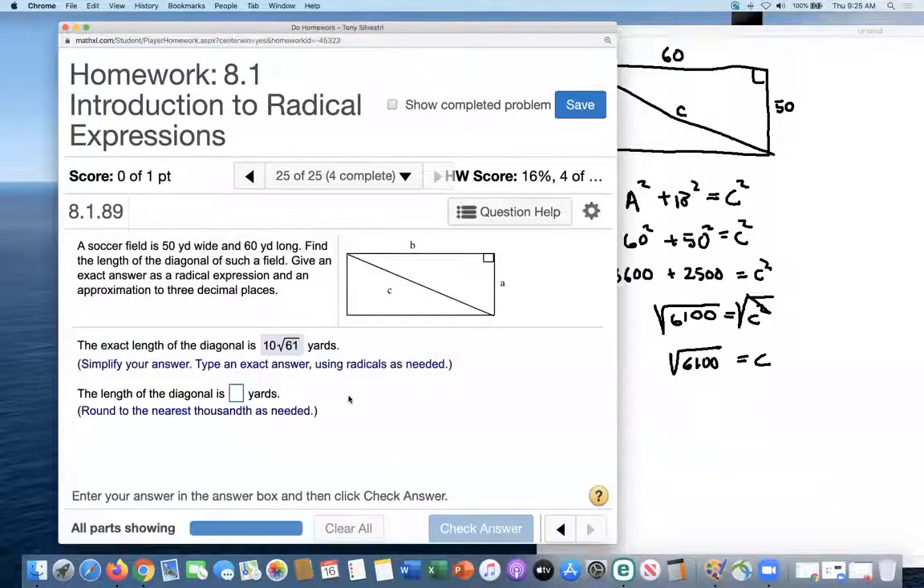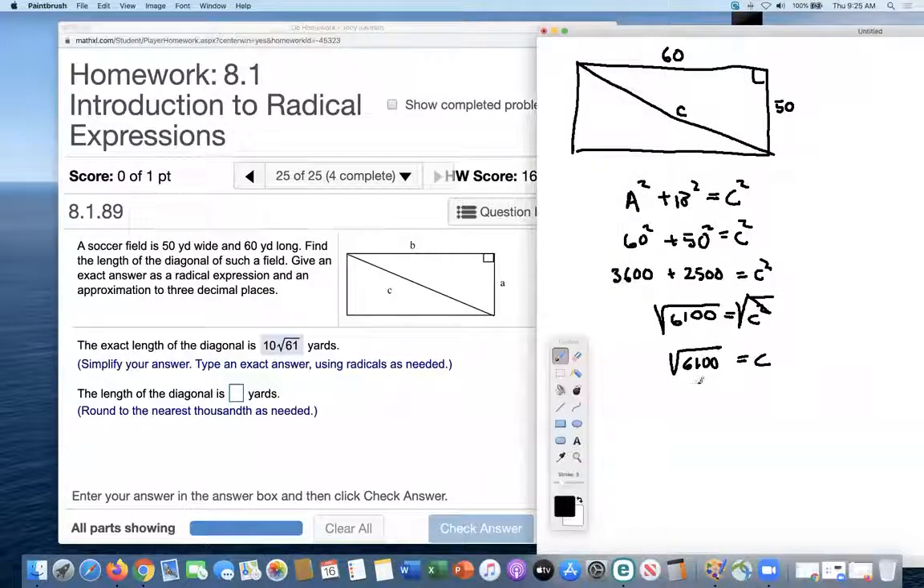What's the length? Square roots are nice, but you can't go to Home Depot and say, give me a board that's square root of 5 length. They don't know what you're talking about. They want real numbers, decimals and stuff. So take the original number, the square root of 6,100.